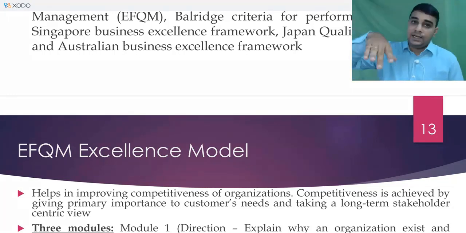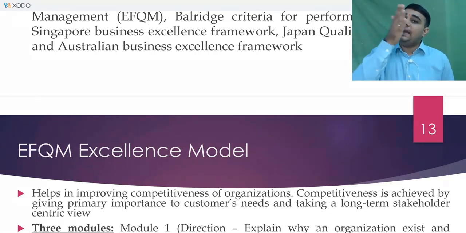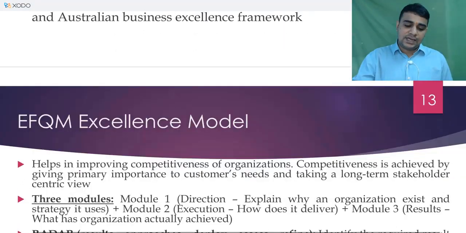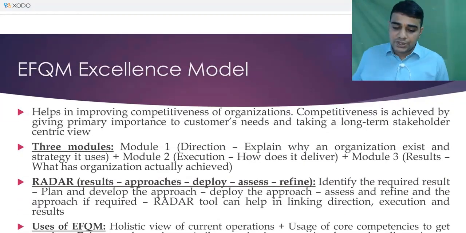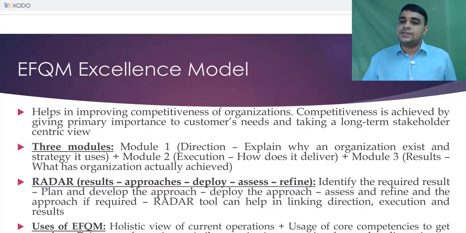Now EFQM earlier, maybe your May 21 study material has something called enablers and results. Now they have changed this into 3 modules of EFQM. Earlier we had enablers and results. Results means what an organization is going to achieve. Enablers means who are going to help an organization to achieve. They have changed that into 3 modules. Module 1 is direction. That is what an organization is going to do, and that is discussed in module 1. In direction, explain why an organization exists and what strategy it uses.